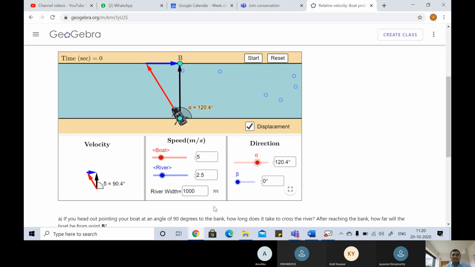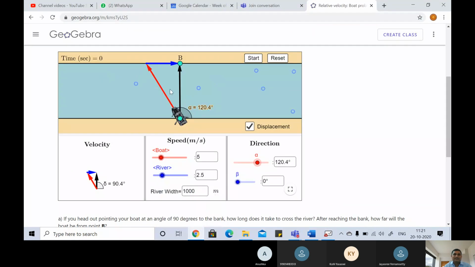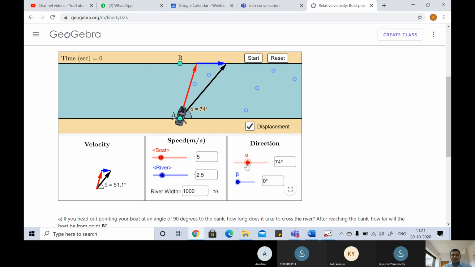So first Anushka. Anushka told that his effort should be in the third direction. Okay. So let us see. That means his effort is in the third direction, like this. Is this correct, Anushka?